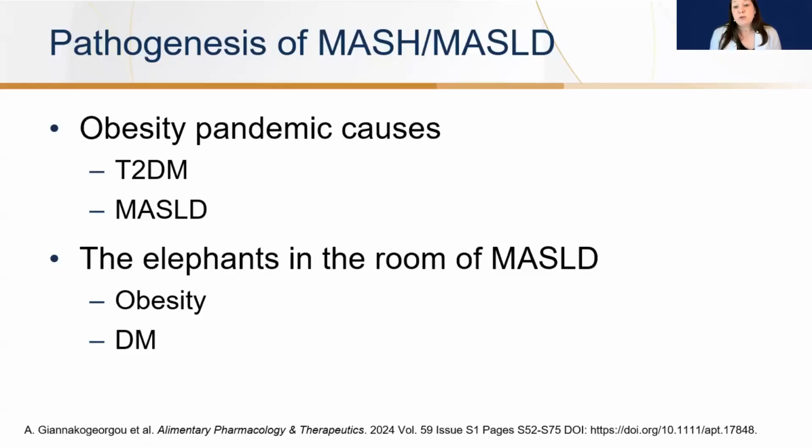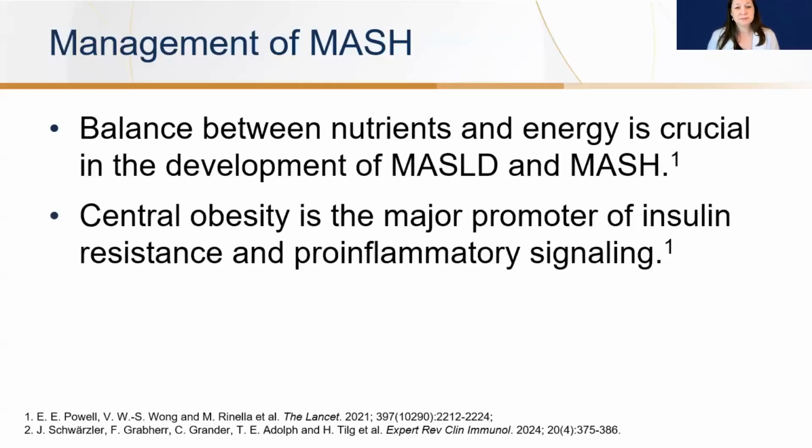The big elephants in the room that we think of, of course, with MASLD are obesity and type 2 diabetes. Those are the two biggest risk factors that increase the risk of progression to MASH and, unfortunately, cirrhosis in the liver as well. So all of our patients that come to us with these conditions, we really want to be screening them for these conditions.